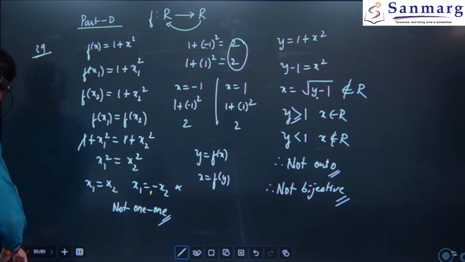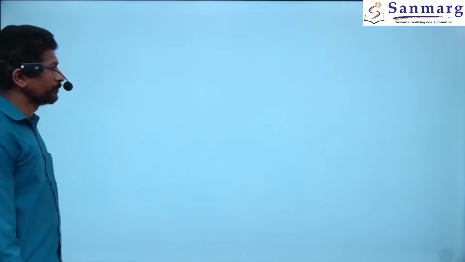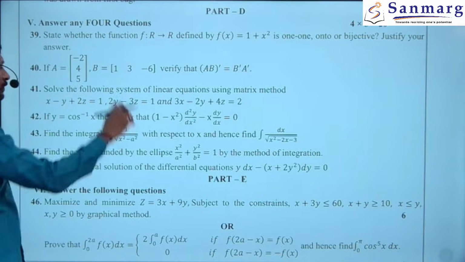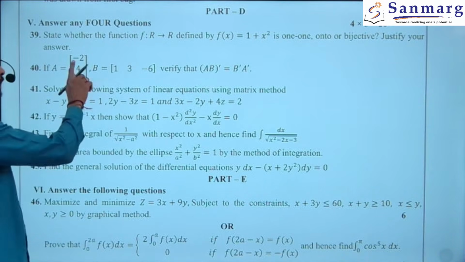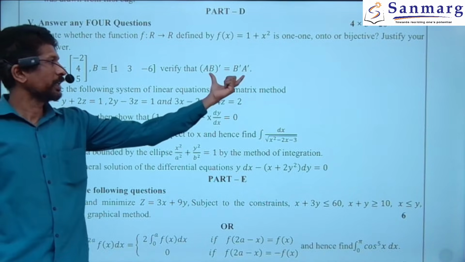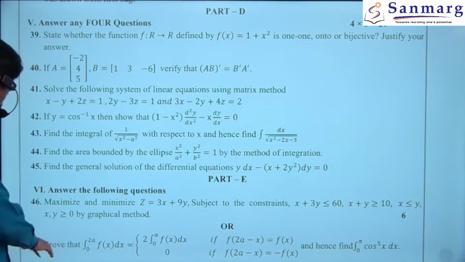Next I will go with the 40th question now. The 40th question is on the matrix itself. So here they have mentioned two matrices now. One is a 3 into 1 matrix, another one is a 1 into 3 matrix. Here you have to verify the De Morgan's theorem, that is (AB) whole dash is equal to B dash into A dash. So now that one I will solve now.